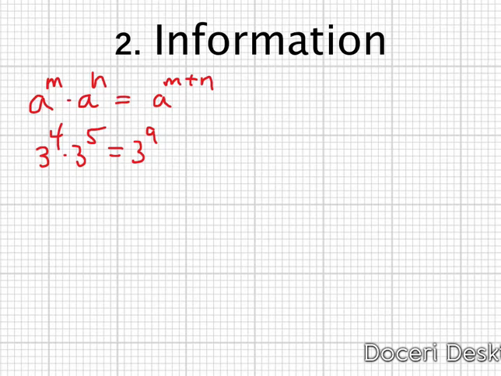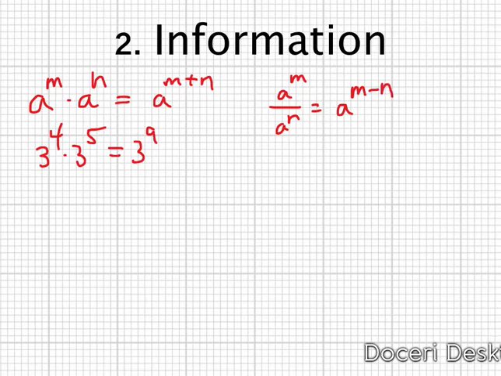And then the second property of exponents that we talked about was a to the m over a to the n. This is done very similarly to the multiply. It's the same property, only because I'm dividing instead of multiplying, I'm going to subtract the exponents. So this is a to the m minus n.